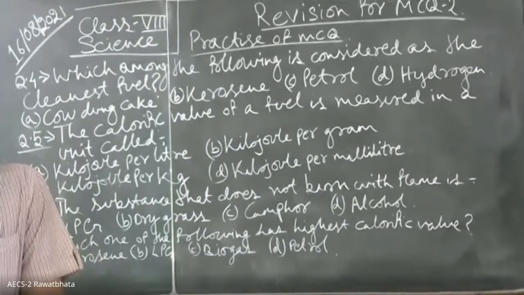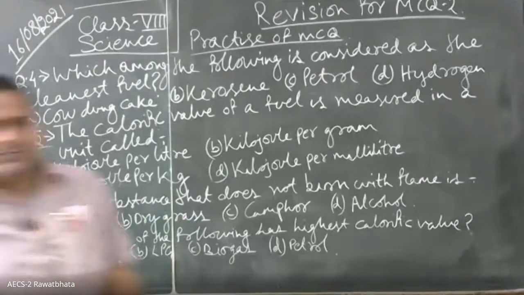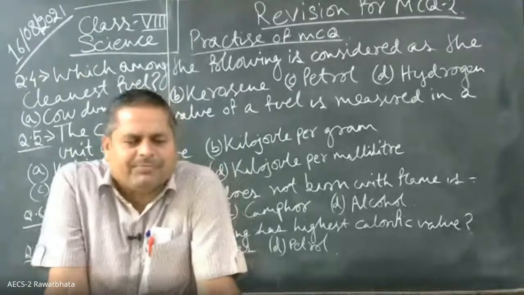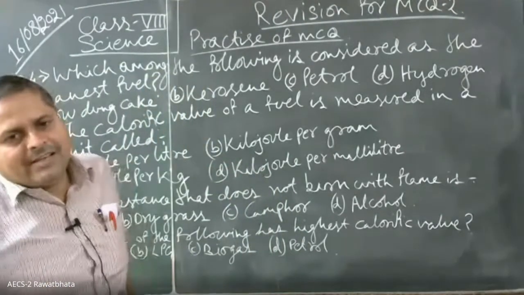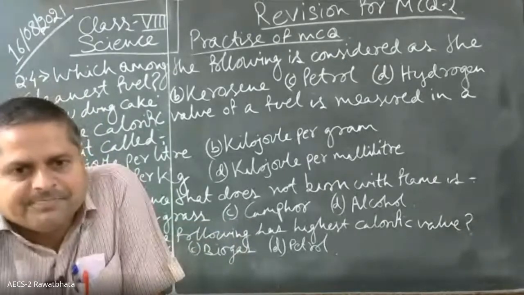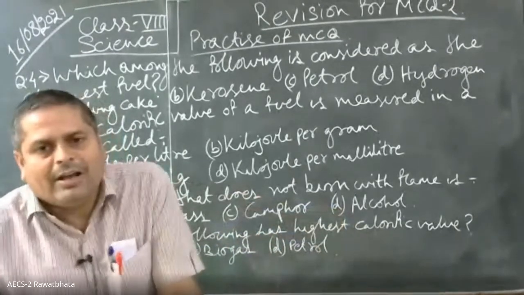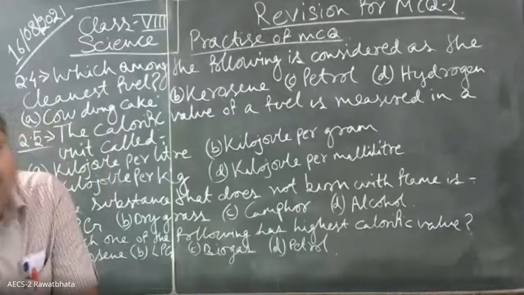The substance that doesn't burn with flame is option A, LPG; B, dry grass; C, camphor; D, alcohol. Answer is C, camphor. Camphor does not burn with flame. Sir, I think the correct answer will be LPG. Okay, Shubham, tell me whether camphor burns with flame or not. Sir, camphor does not burn with flame. It does not give flame. And what about alcohol, does it burn with flame? Yes, sir. Okay, so the correct answer is camphor. All of you please mark the correct answer, camphor.